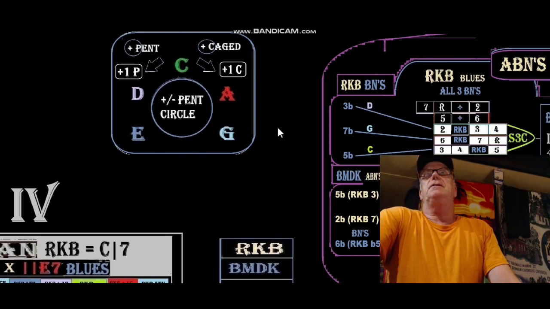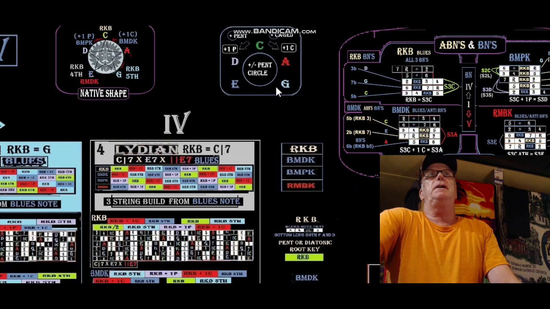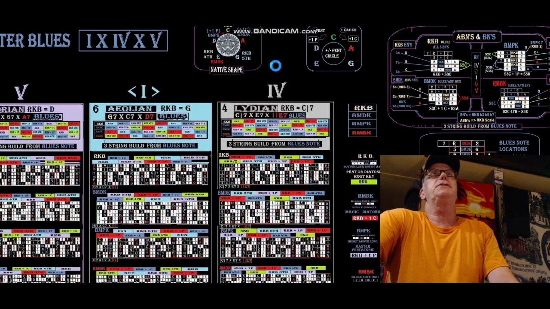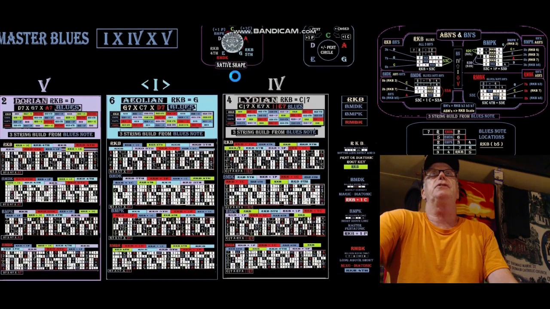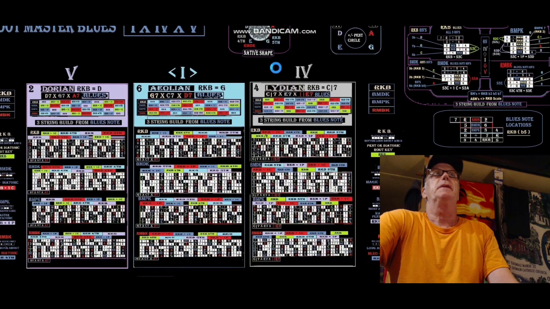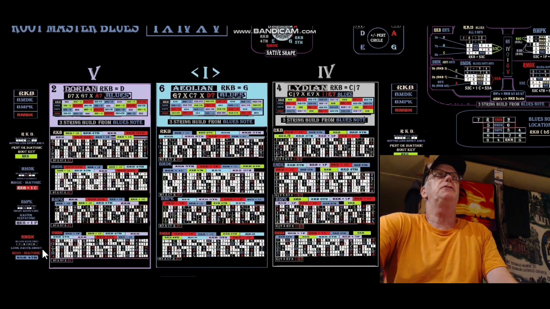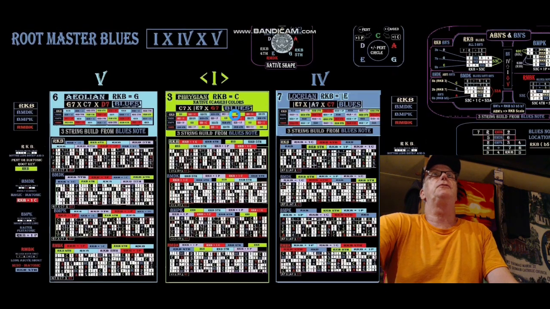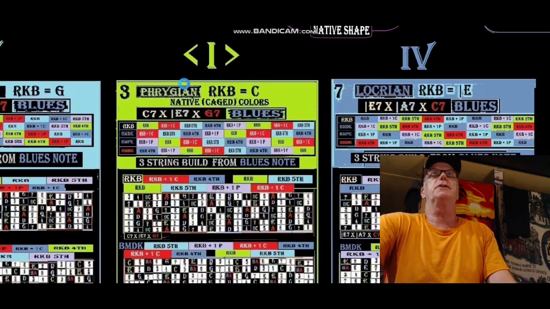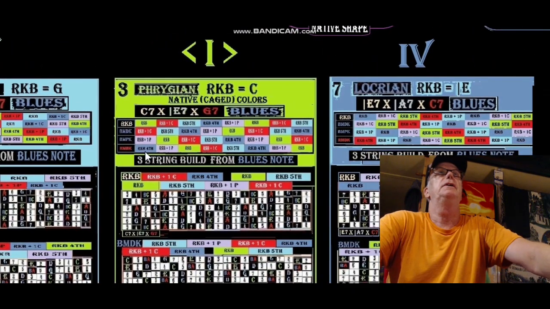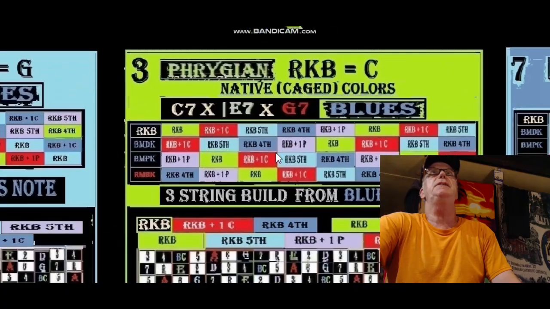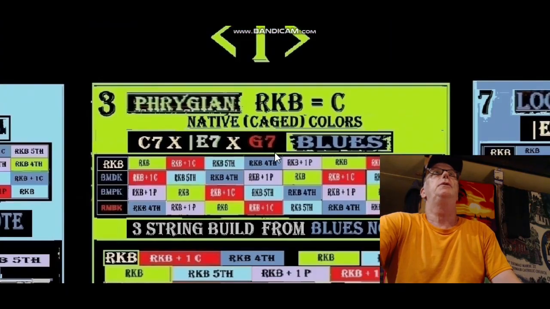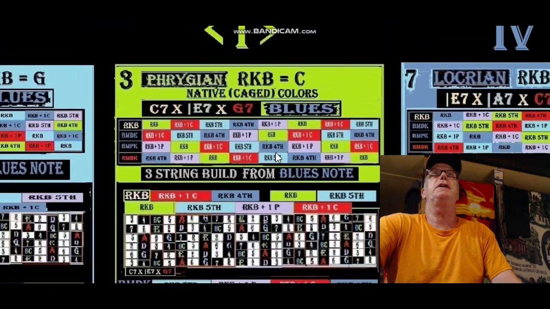So I think this has been a difficult one. I've been charting these things. I've done all 7 charts. Okay, we talked about the native colors. Remember, the native colors are the Phrygian blues colors. Okay, I call it the Phrygian blues. So these are your native colors, where the RKB would be the C shape.